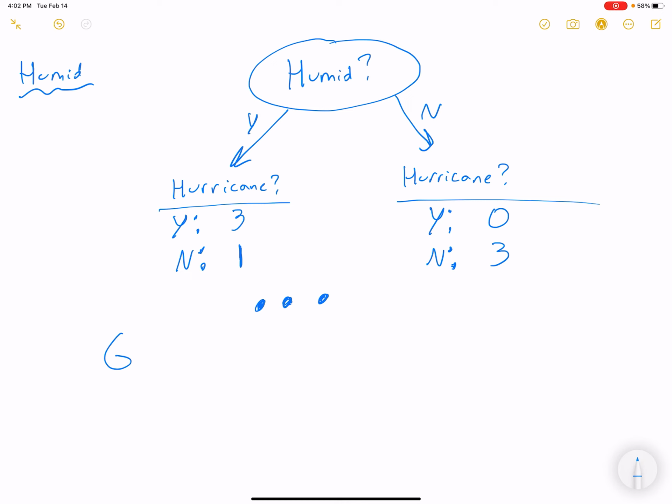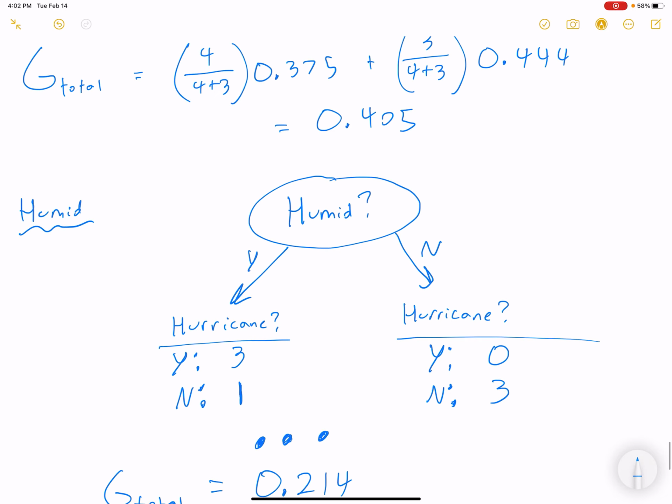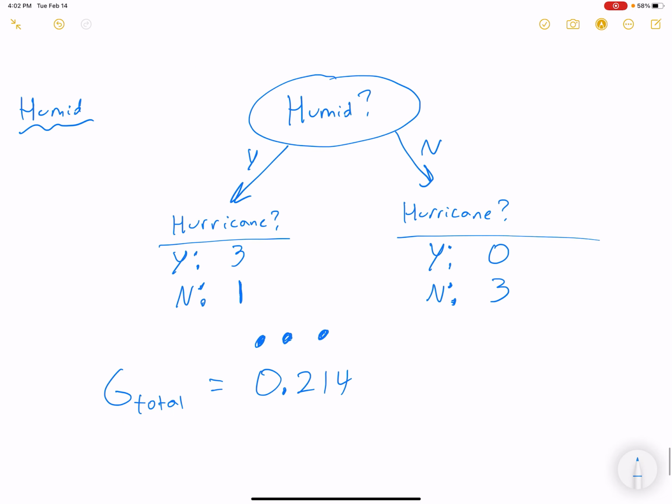But if you had done all the work for calculating the total Gini impurity, it would happen to come out to 0.214, which again, we want the lowest Gini impurity. Notice that that's lower than 0.405, so it seems to be working out.